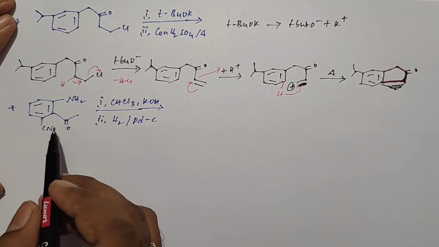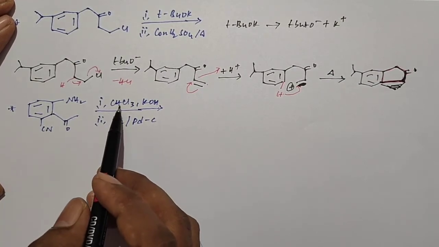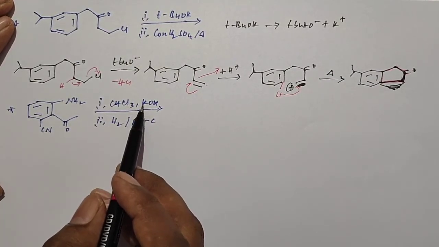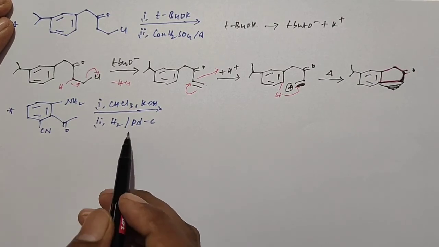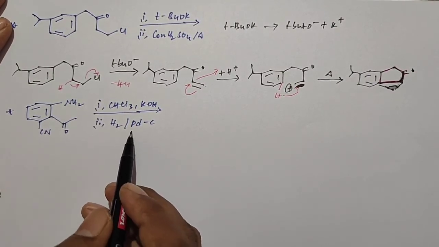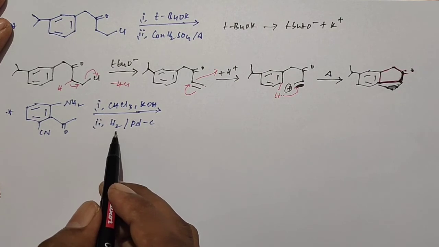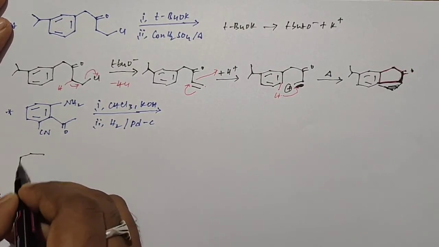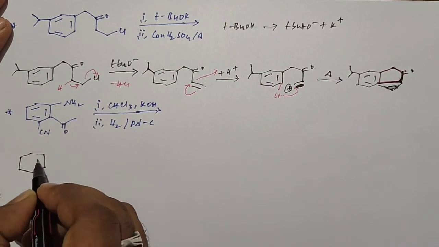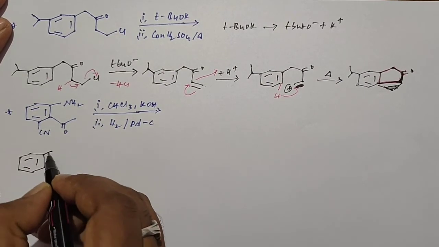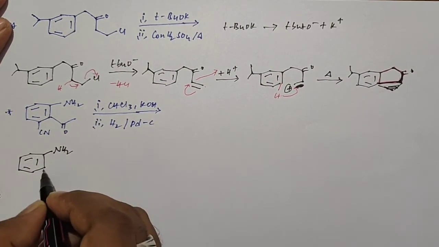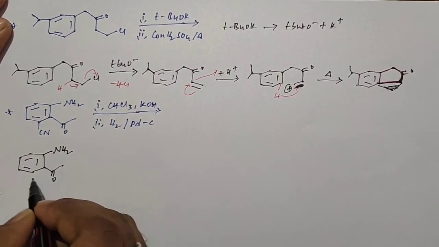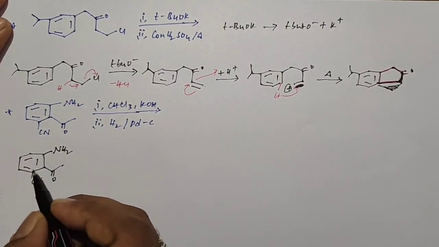In this reaction the given compound first reacts with chloroform in the presence of strong alkali. After that it undergoes reduction in the presence of palladium on carbon. We will do the reaction one by one. So first I need to take the initial compound. So this is the given compound.